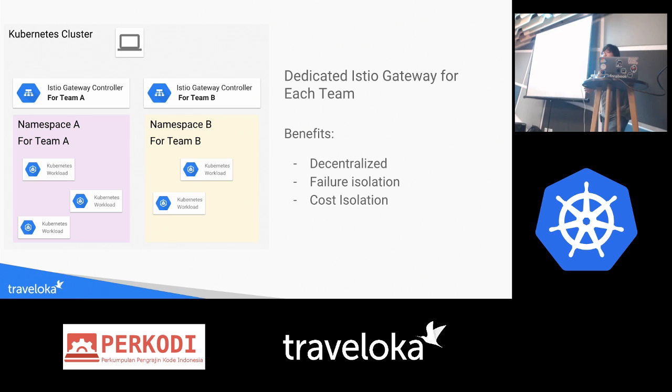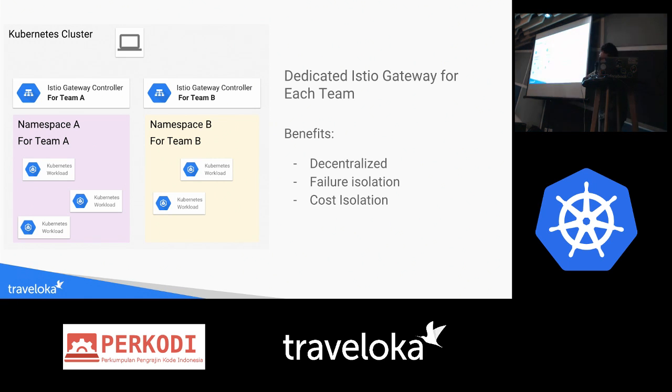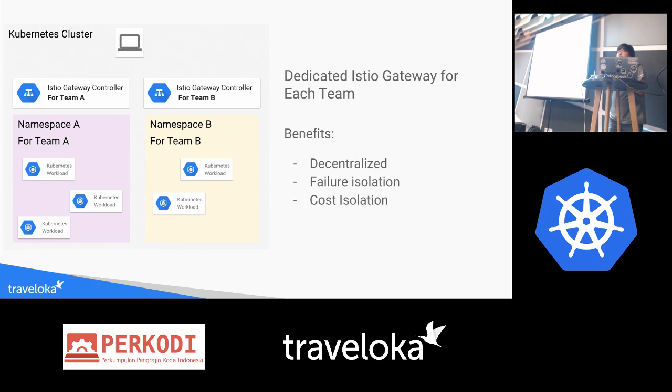The benefit that we get is that it's decentralized. Every team can maintain their own Istio gateway configuration, and if something bad happens on their gateway, it will not impact the other services. The other services will keep running. The other benefit that we also get is cost isolation. When you're running an Istio gateway, you're actually running another load balancer, and it has a cost. If you want to isolate that cost, we separate it into different namespaces so that the cost belongs to that namespace.